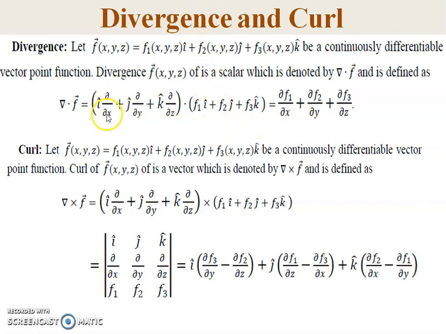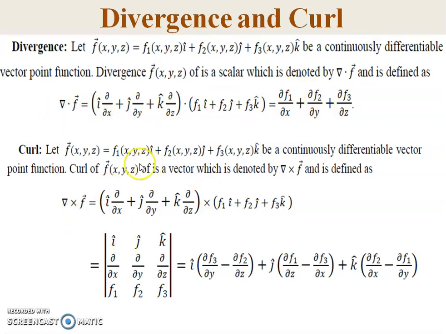Take only the components of i, j, k and leave the vectors. ∂/∂x of f1, ∂/∂y of f2, ∂/∂z of f3. Okay, we get this one. So there is no i vector, j vector, k vector here. Therefore, del dot F is always a scalar.